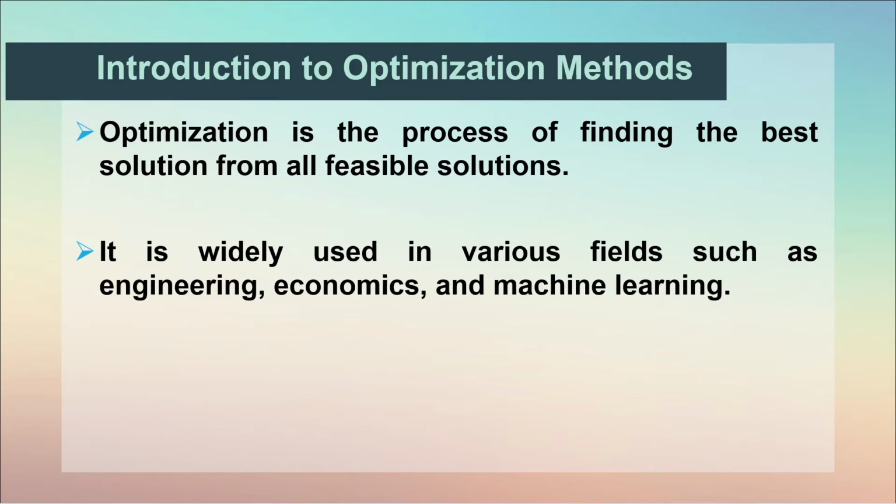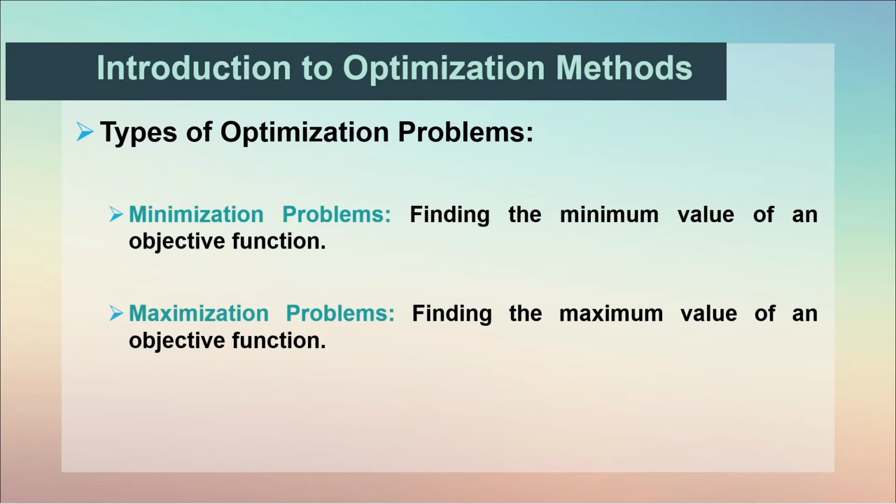Here, to start with, we need to know what optimization is. Optimization is the process of finding the best solution from all possible solutions. It is widely used in various fields such as engineering, economics and machine learning. Types of optimization problems: the word optimization can be treated in two forms, one is minimization, another is maximization. Accordingly, we have minimization problems that try to find the minimum value of an objective function, and maximization problems that try to find the maximum value of an objective function.